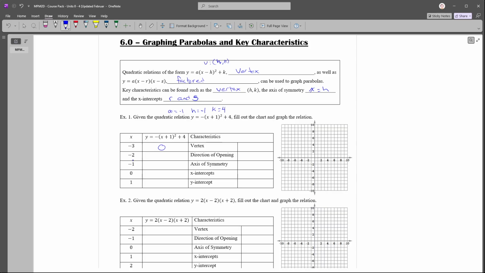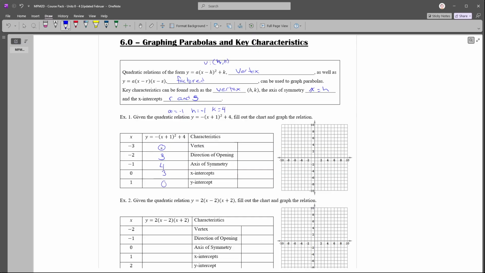That's good to know. Negative 2: negative 2 plus 1 gives me negative 1. Squared, that's 1. 1 times negative 1 is negative 1. Negative 1 plus 4 gives me 3. Now, once you keep going through this, you're going to end up with a value of 4, 3, and another value of 0.